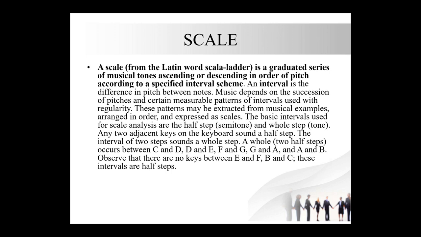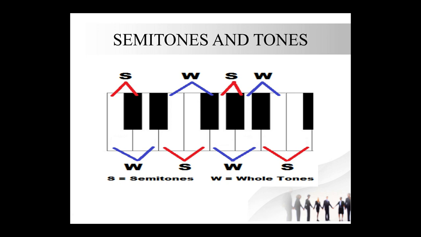So the basic intervals used for scale analysis are the half step and the whole step. Two adjacent keys on the keyboard sound a half step. The interval of two steps sounds a whole step. A whole step, in brackets, is two half steps, which occurs between C and D, D and E, F and G, G and A, and A and B. Observing that there are no keys between E and F, B and C, the intervals are half steps or semitones. So briefly, we can see the summary of semitones and whole tones. So you see on top from C to the black key, that's the S, meaning semitone. So from C to D is the whole tone, because we have a black key in between them. So the red ones you see are the semitones, and then the violet or mauve ones you see are the whole tones.